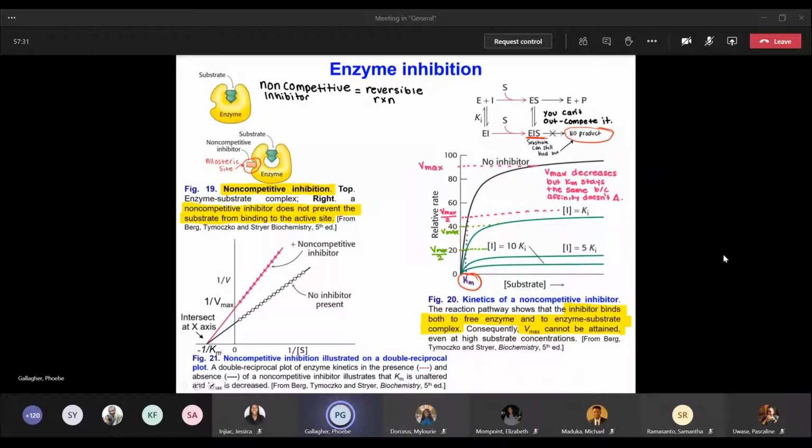Okay, so I'm sorry, Phoebe, could you re-explain the non-competitive inhibitor graph here on the right-hand side, the Michaelis-Menten plot, this one?